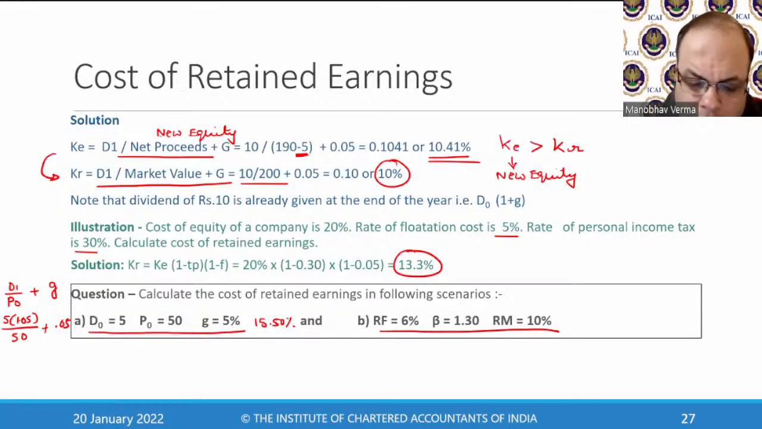Okay, a question coming in from Vrinda. 1.05 from where? Okay, interesting question. Vrinda, in the growth model, we use D1. D1 is equal to D0 multiplied by 1 plus g. Vrinda, I hope that is clear now.